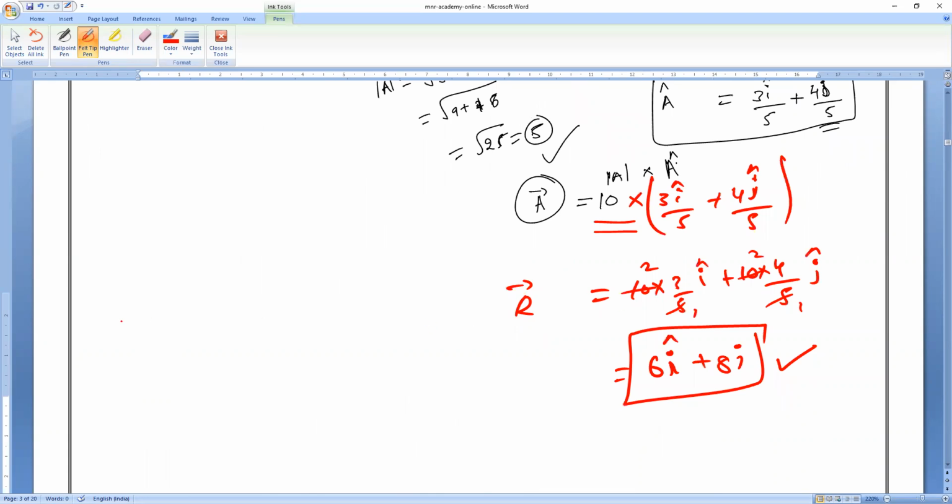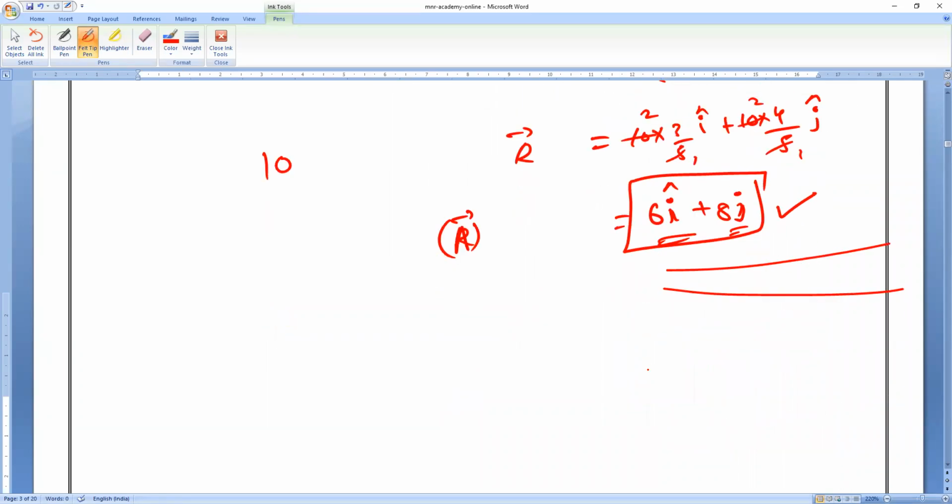We all know the required vector is equal to the product of magnitude and direction. So if I do that, I'll get the required vector. How much is it? 6i cap plus 8j cap. So to maintain the magnitude 10 in the direction of 3i cap plus 4j cap, the vector is 6i cap plus 8j cap. That is what you have to remember. Is it okay, everybody? Understood? Clear? Yeah.